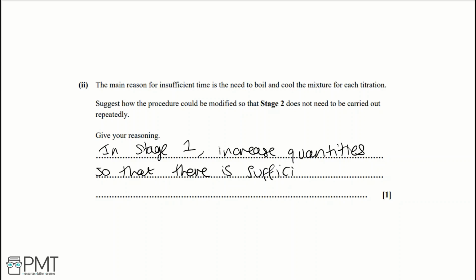In order to get the mark for this question, this explanation or statement must be written on the answer lines provided. In stage 1, increase quantities so that there is sufficient solution for more than one titration.